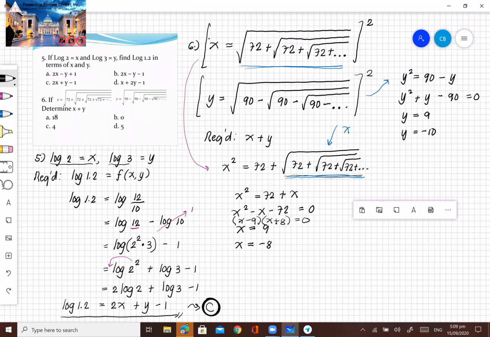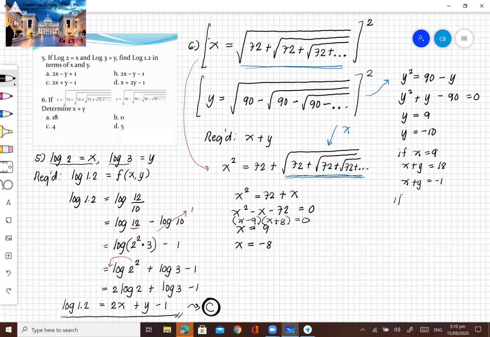Let us consider if x is equal to 9, so you have x plus y possible. This is 18. That is the first. Then the other, x plus y, if y is negative 10, so this is negative 1.